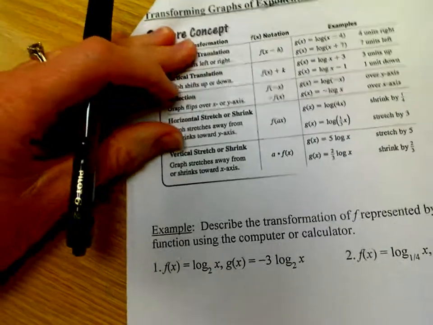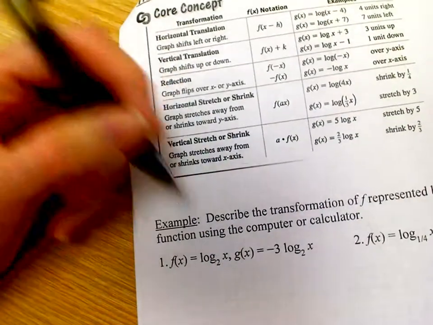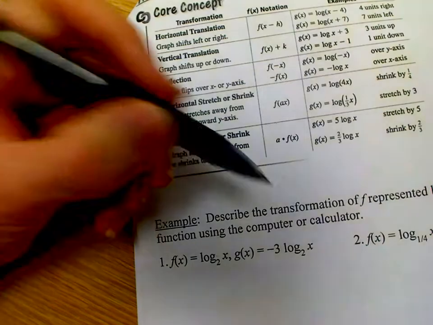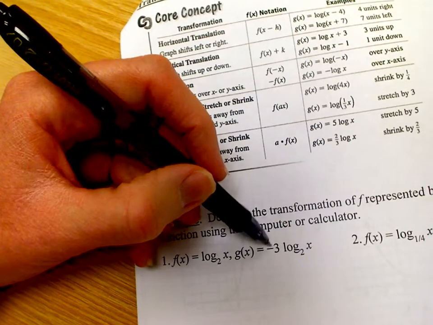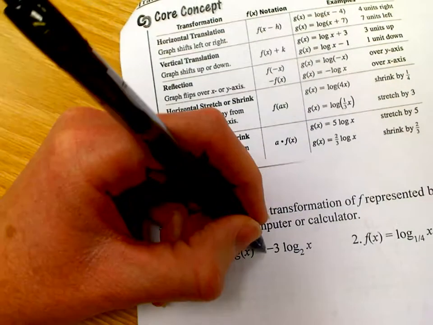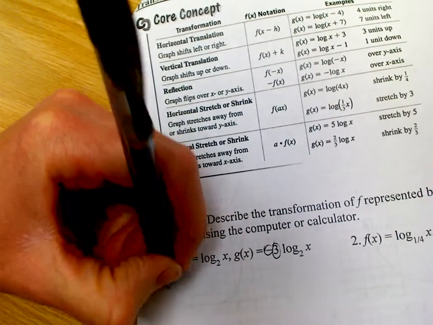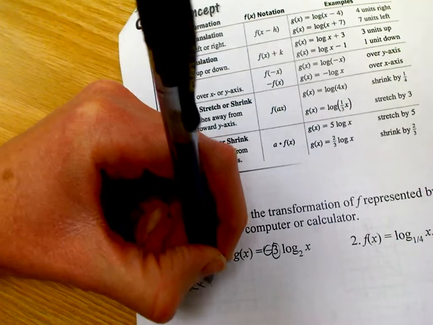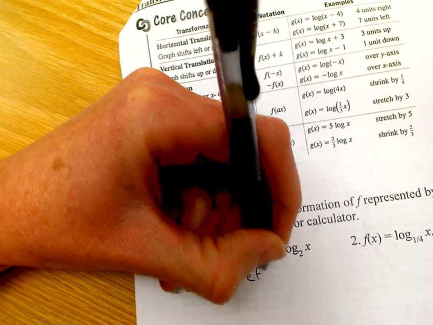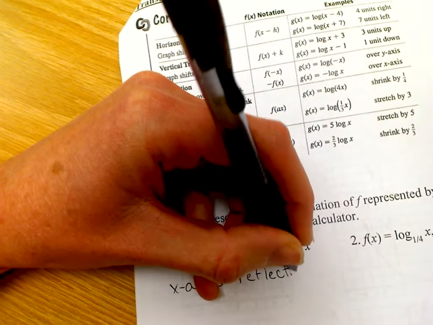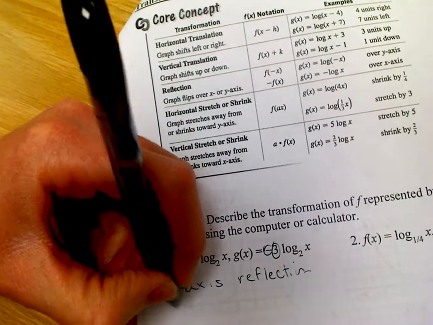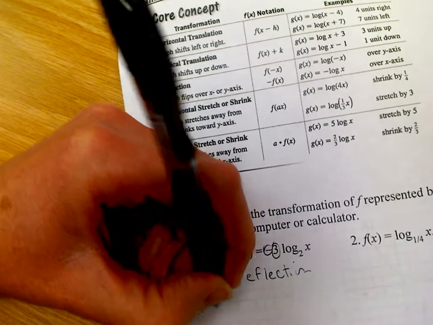And we'll just do one of these. So if you look here, if your starting function was y equals log base 2 of x, and your new function is y equals -3 log base 2 of x, again, describe what changed. The negative in front would be an x-axis reflection, because you're making your whole function negative. And then the 3 in front would be a vertical stretch by 3.